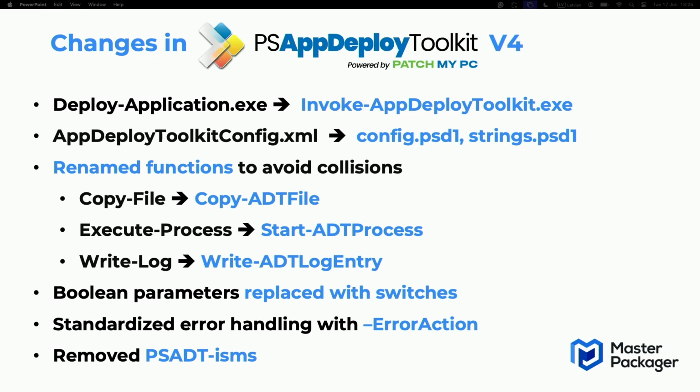As well, in V3, there were quite a lot of functions that used Boolean parameters instead of switches. So you had to read the documentation because you couldn't remember every place where it used a Boolean parameter and where it used a switch. Now it's all with switches and makes it easier for you to remember.